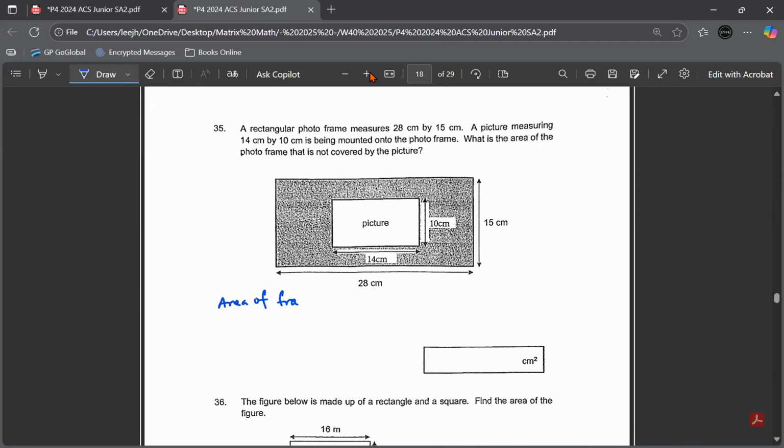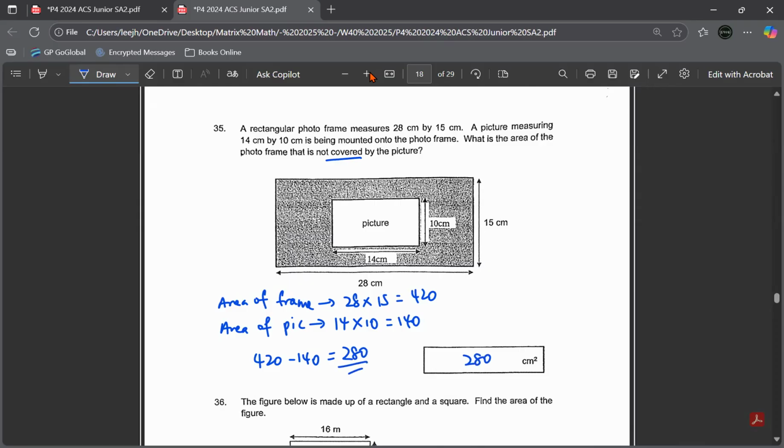Easier. Length times breadth. 28 times 15. 420. But what about the area of the picture? You have to take 14 times 10. 140. So you have to find whatever that's not covered, which means the shaded part. So just minus, 420 minus 140, 280. Answer is 280 square cm.